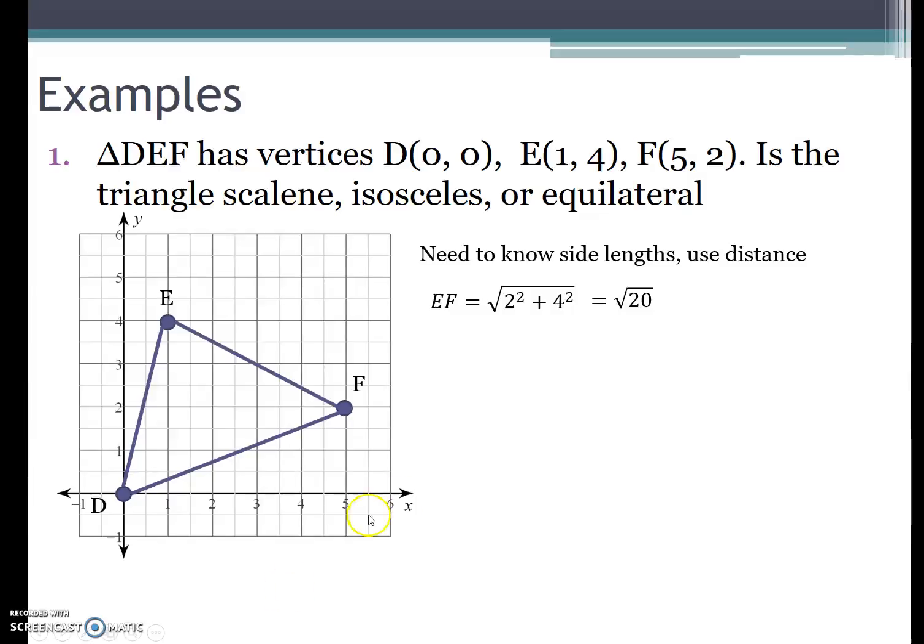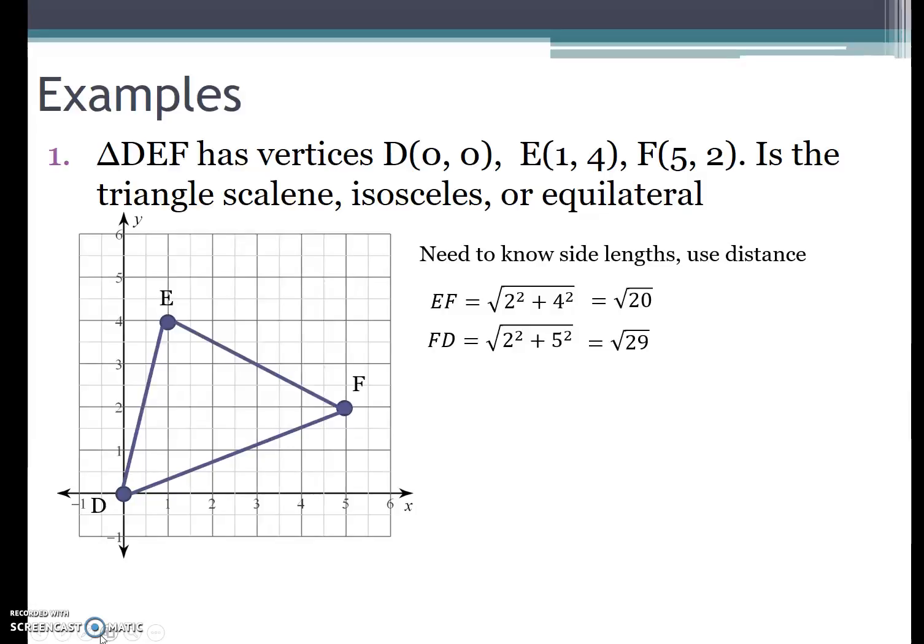So now let's do the same process with FD. If I count, I'm going down 2, so I know I'm going to do 2 squared, and then over 1, 2, 3, 4, 5. So I'm going to do 5 squared. So I got 2 squared and 5 squared. That's 4 plus 25, which altogether is 29. So far, I know that it's not equilateral, but it could still be isosceles or scalene.